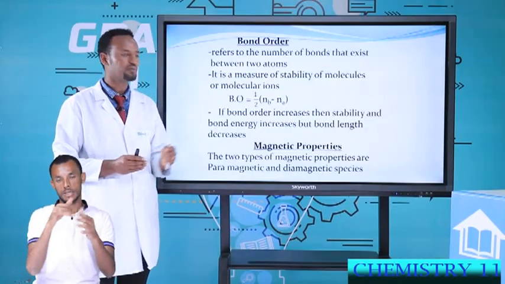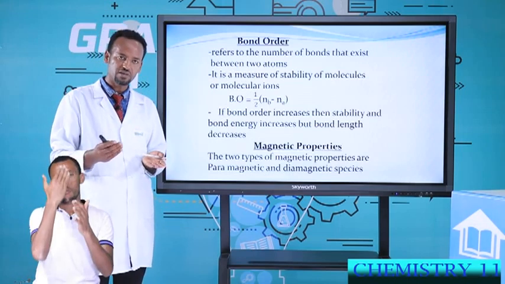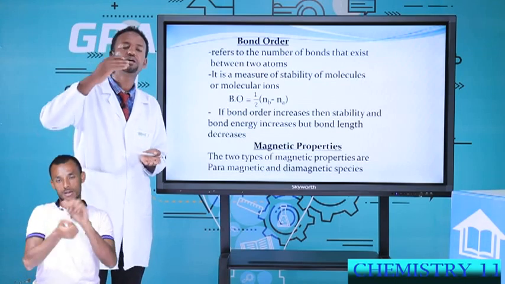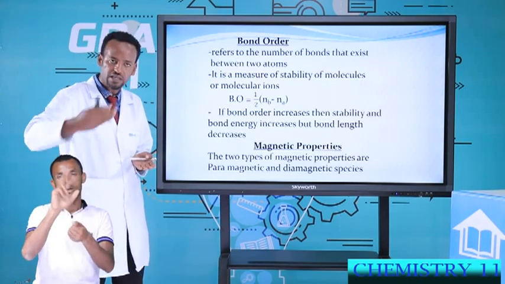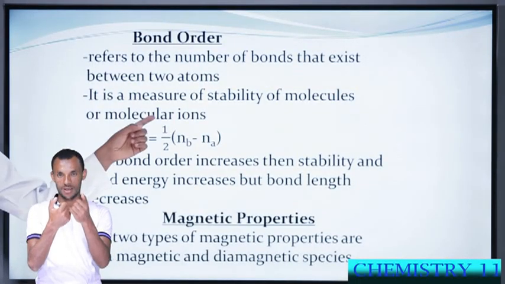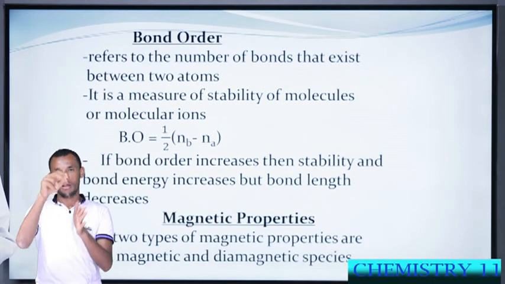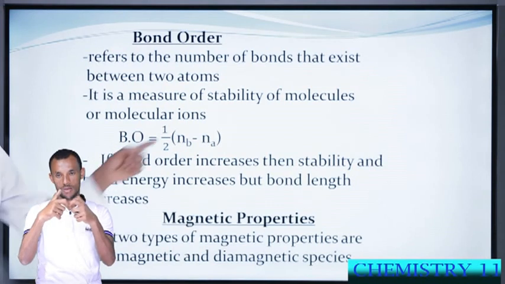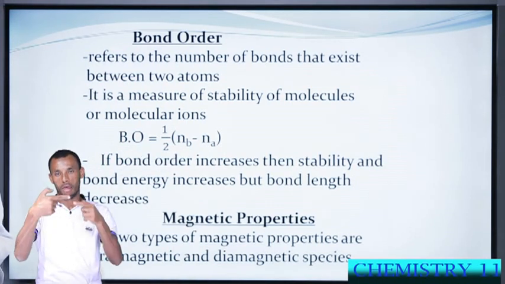It is a measure of stability. What does that mean? A measure of stability means a single bond converted into a double bond, or a double bond converted into a triple bond, the stability increases. Bond order can be determined by half of Nb minus Na. Nb means number of bonding electrons. Na means number of anti-bonding electrons.